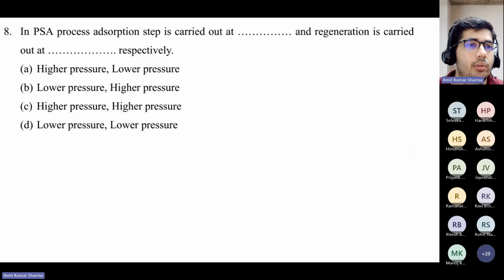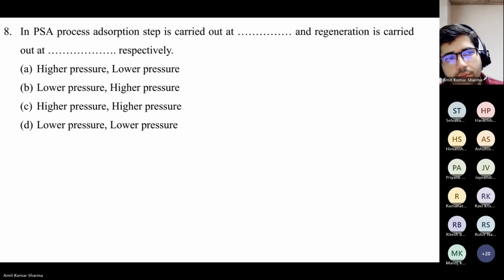In the PSA process, the adsorption step is carried out at ___ and regeneration is carried out at ___, respectively? High pressure, low temperature. I think temperature is not mentioned in the options. High pressure and low pressure. Yes, high pressure, low pressure. So in the PSA process, the adsorption step is carried out at higher pressure and regeneration is carried out at lower pressure.